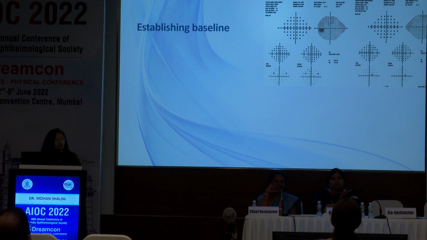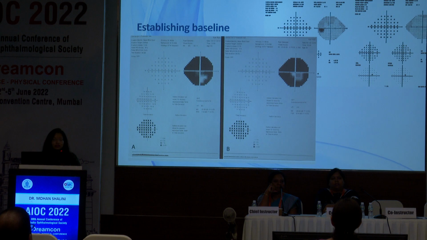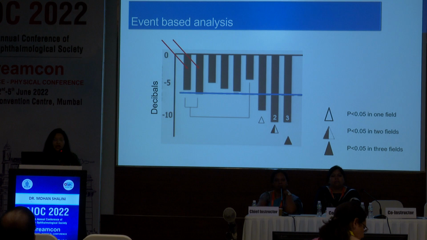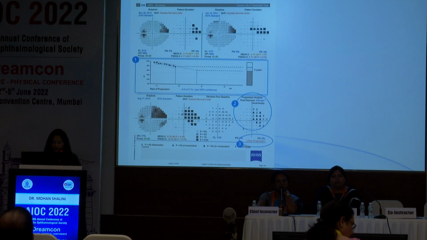So what is the baseline visual field? That means the patient should have 2 consecutive visual fields which are extremely reliable. And then only can we compare from these baseline visual fields to other visual fields, and then only can we say that yes, the patient has progressed. So this is about the event-based analysis, where these are the first 2 baseline visual fields by which the rest of the fields are being compared.